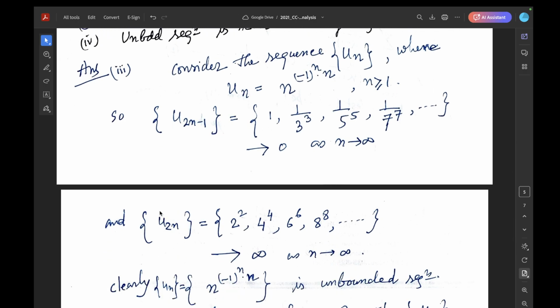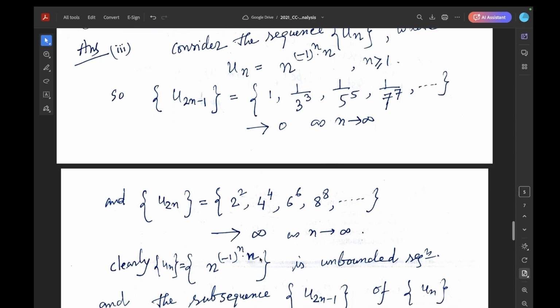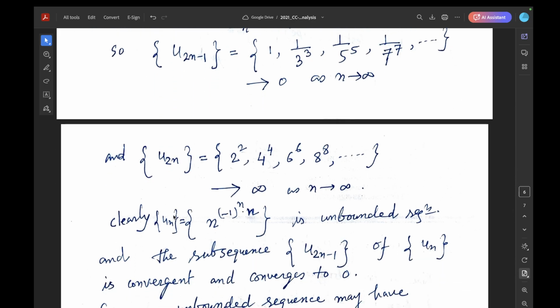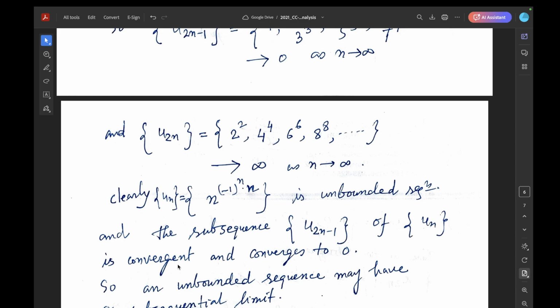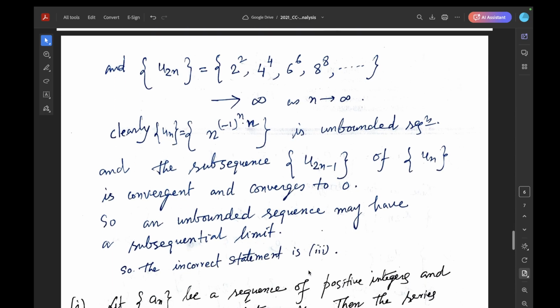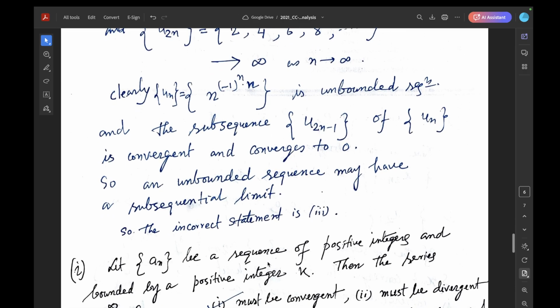And for the even subsequence u_(2n), this is 2 square, 4 to the power 4, 6 to the power 6, 8 to the power 8, and so on. This tends to infinity. So clearly, this sequence u_n is an unbounded sequence, and the subsequence u_(2n-1) of u_n is convergent and converges to 0. So an unbounded sequence may have a subsequential limit. So the incorrect statement is 3.